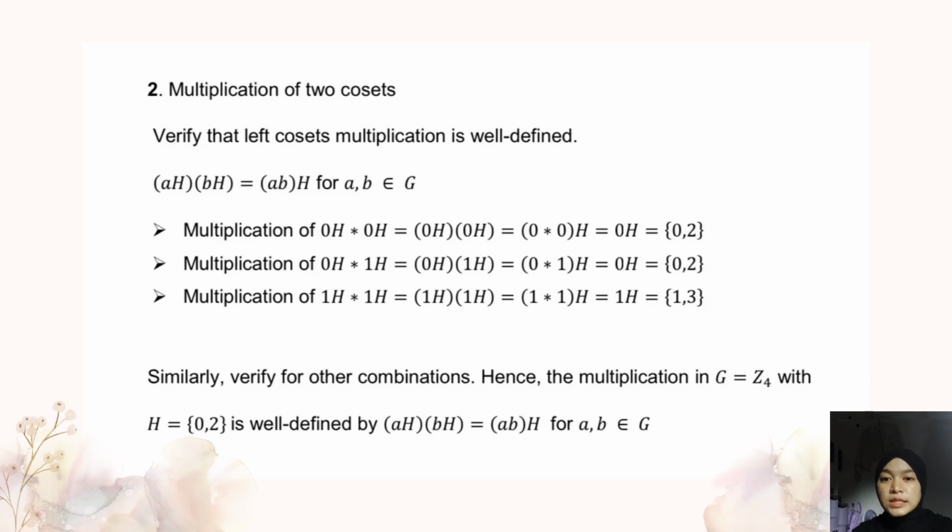Proceed for the next, which is multiplication of 0H times 1H. Okay, 0H times 1H is equal to 0H 1H is equal to (0 times 1)H. We factorize the H and we get (0 times 1)H equal to 0H equal to {0, 2}. The last part for multiplication is multiplication of 1H times 1H is equal to (1 times 1)H equal to 1H equal to {1, 3}. Thus, the multiplication in Z4 with H equal to {0, 2} is well defined by aH bH equal to abH for a, b in G.